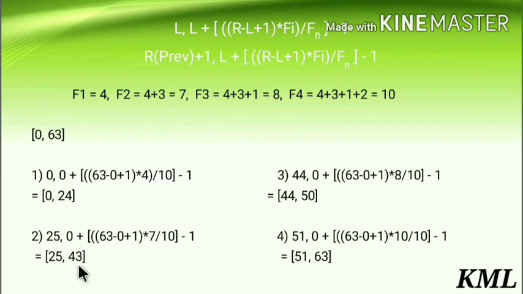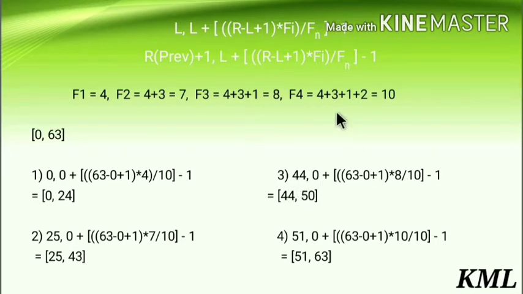So you'll get 43 here. If you got a fractional value, you have to drop the fractional part. Just take the integer part. So you get 25 here, and this evaluates to 43. Next let's find the third subinterval. Right of previous plus 1 as the left of current. So 43 plus 1, 44.